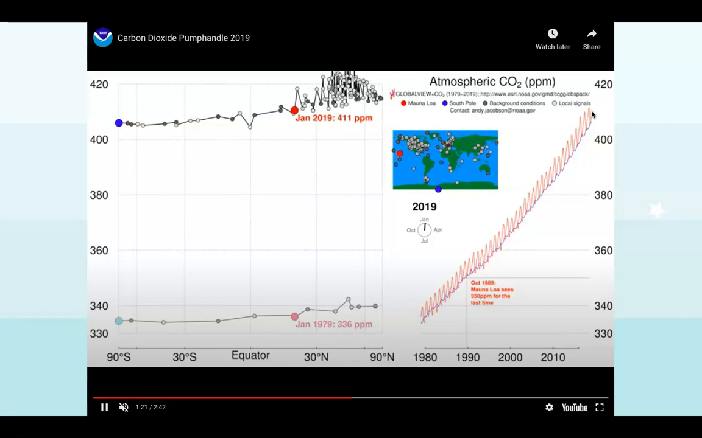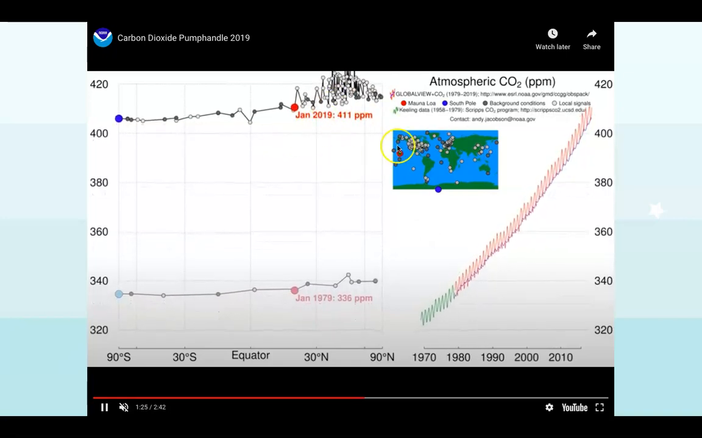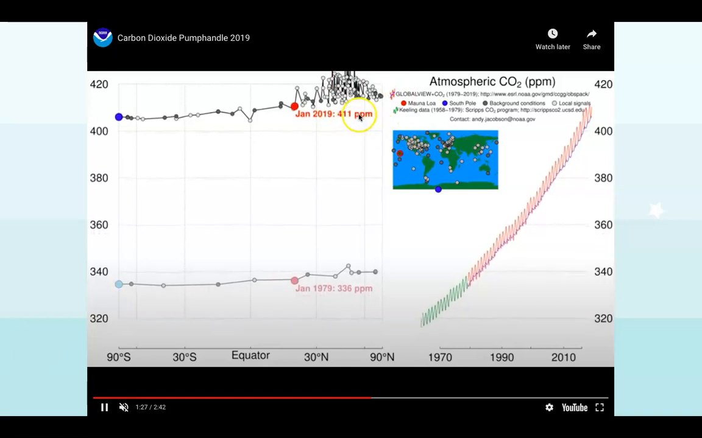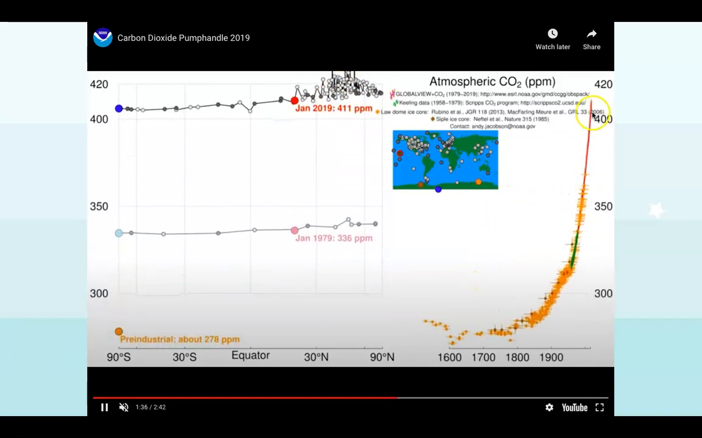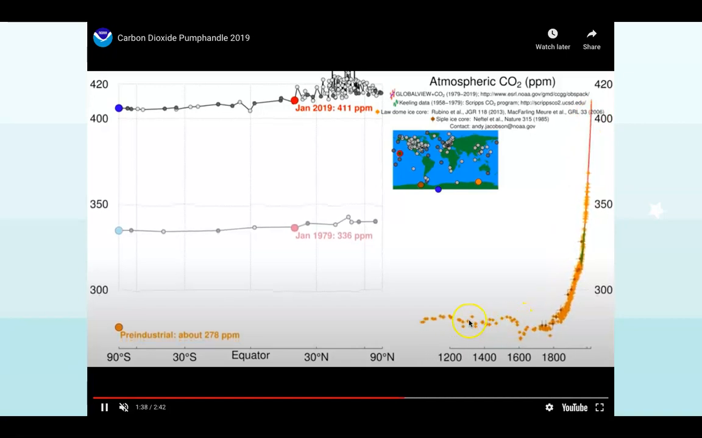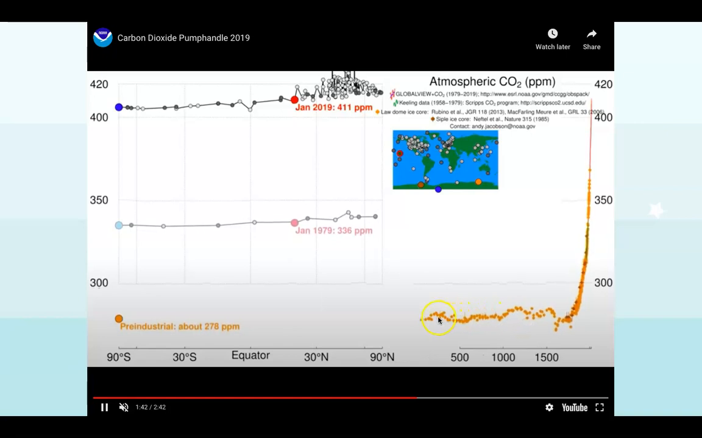All the way to 2019. In January 2019, there was 411 parts per million. That means for every million molecules in the atmosphere, 411 of them were carbon dioxide. Now what we're going to do is go back in time on this graph and look at carbon dioxide levels back in time.